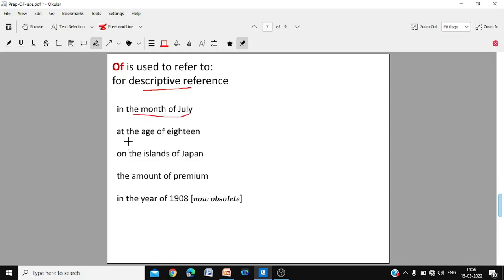At the age of 18, on the islands of Japan, the amount of premium, in the year of 1908. Now this is obsolete nowadays, but in Old English you will find it. Nowadays we say in the year 1908. We do not use the preposition of here, but in the month of July, this is very common even now.